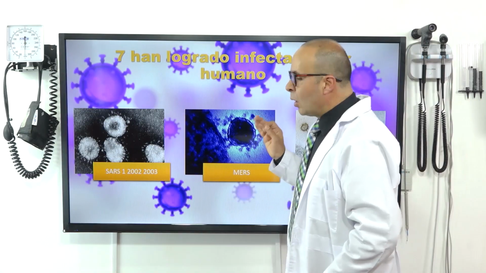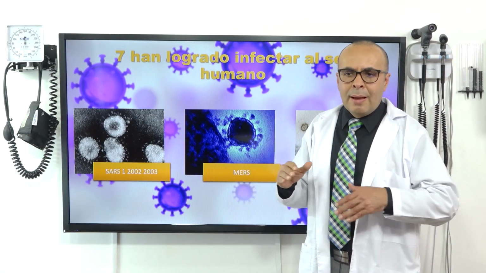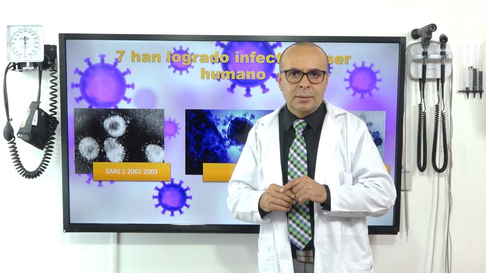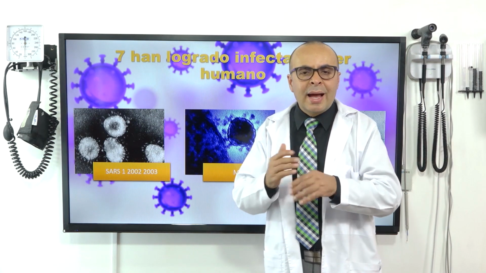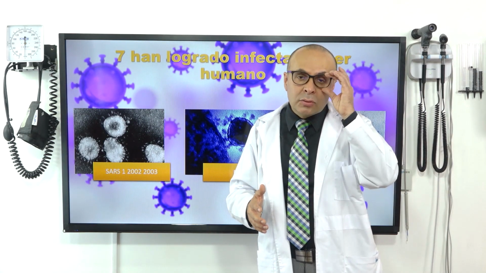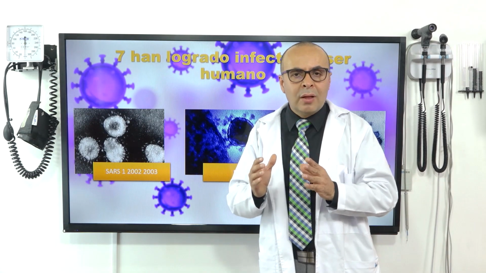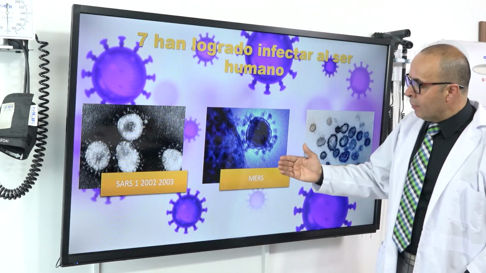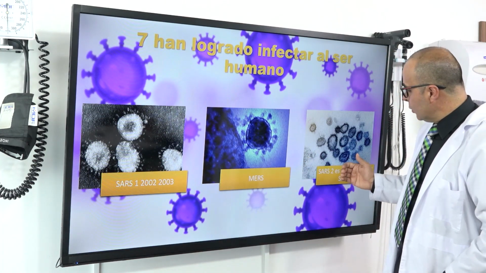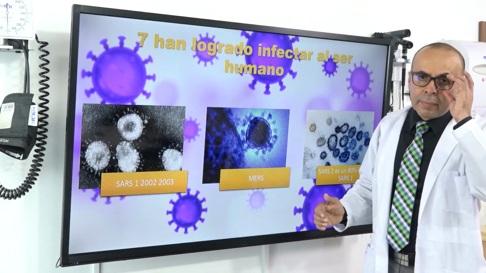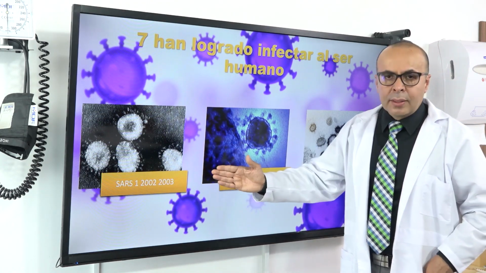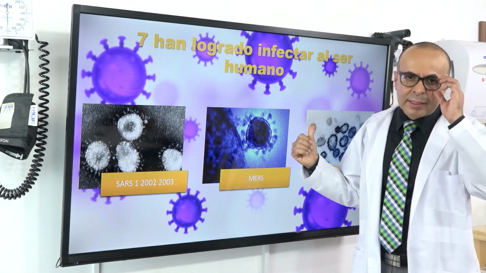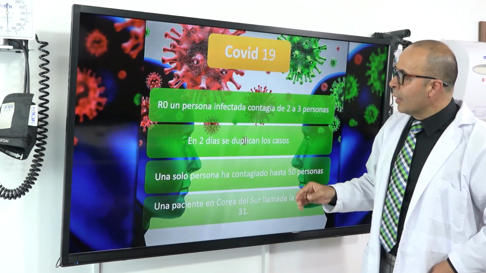Now, for some reason, 7 of these viruses broke through the barrier and were able to infect human beings. Here is something important. These viruses are RNA. They change structures easily, and it is discovered that 4 of these 7 have provoked grave illnesses. We have SARS from 2002, we have MERS from 2012, and we have SARS type 2, which is 80% similar to the first one, SARS type 1, and is causing the current worldwide pandemic, this grave illness called COVID-19.